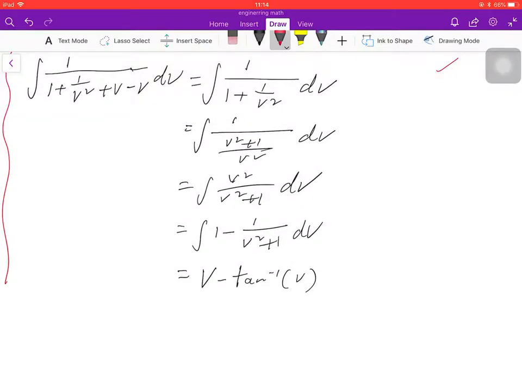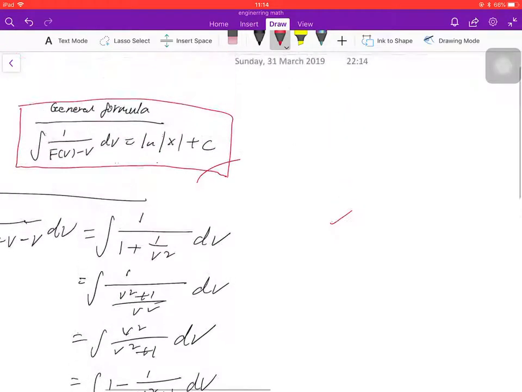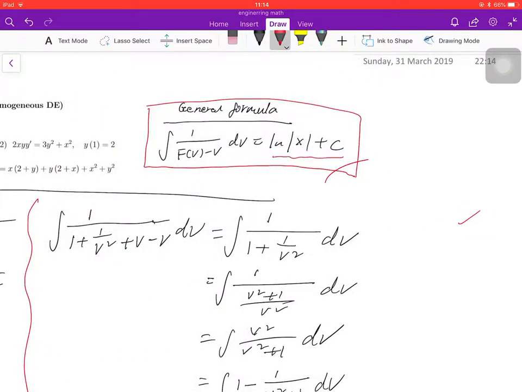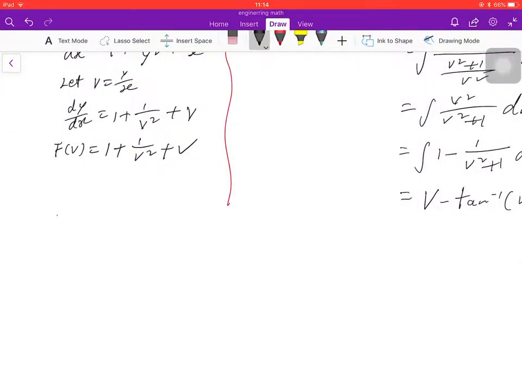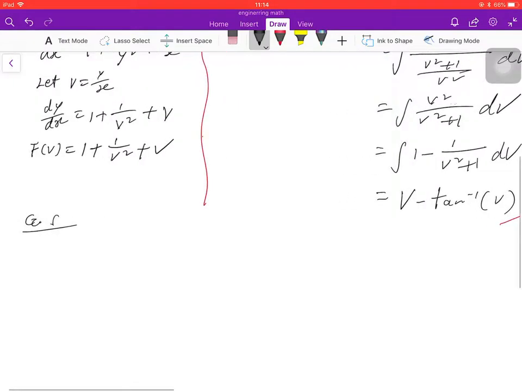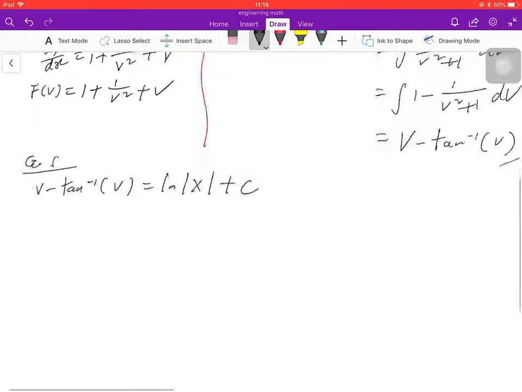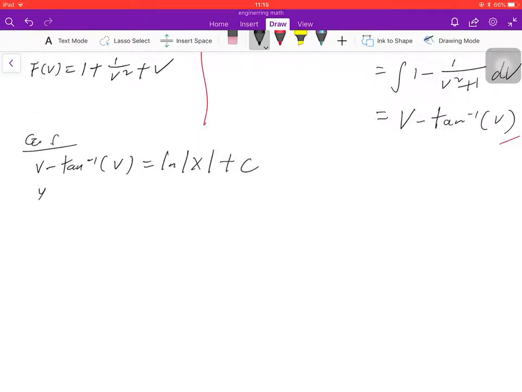So we are going to equate this left hand side integration result with our right hand side integration result. So our general solution is v minus arctangent v equal to the natural log of x plus c. Okay, now we replace v with y divided by x, so we have y divided by x, so this will be our general solution.